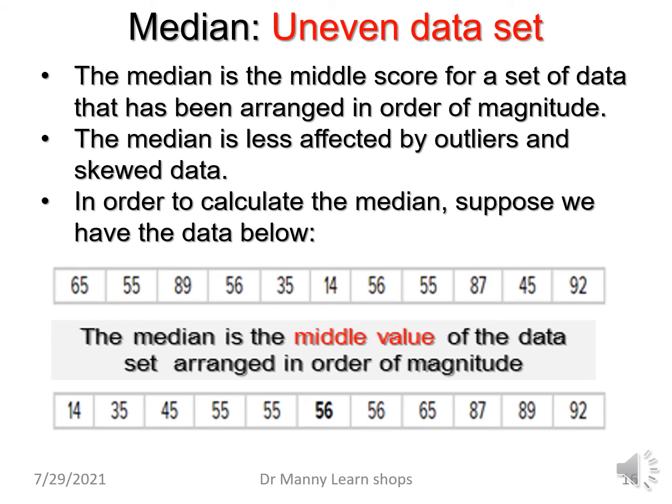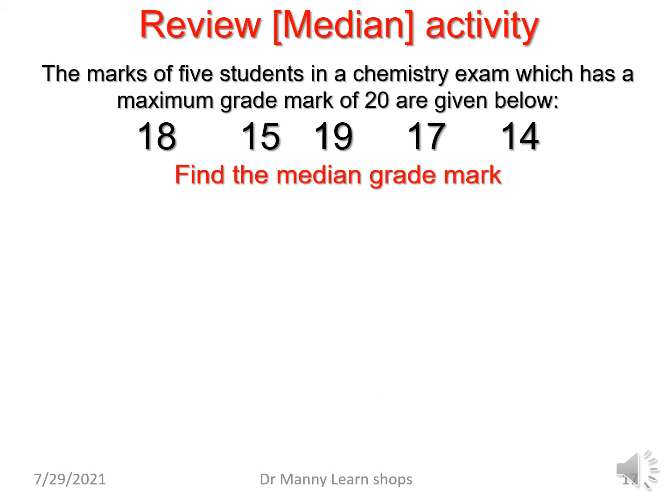In an uneven data set, which is simpler, the median is the middle score for a set of data that's been arranged in order of magnitude. The median is less affected by outliers and skewed data. In order to calculate the median, suppose we have the data below. The middle value is 56. So the median is the middle value of the data set arranged in order of magnitude. 56 is the median.